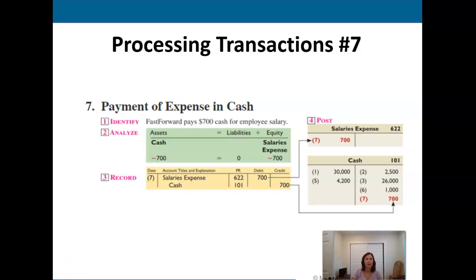Okay, we're going to finish up this video with the rest of the transactions from this chapter. So we'll pick it up with the payment of an additional expense.